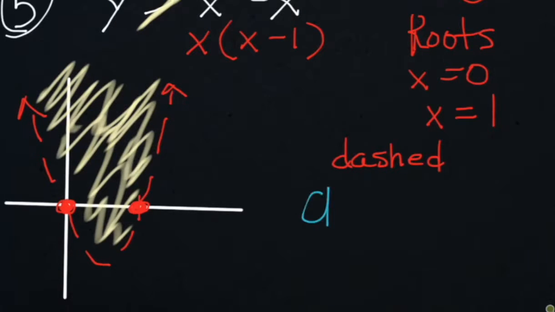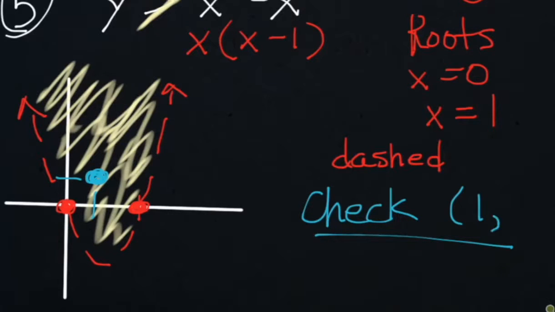Now let's check a point. What point should we check? Well, 0, 0 is on the curve, so that's not a good one. Let's pick 1, 1. That's usually the next best point to pick. So I'm going to plug that in. Is 1 greater than 1 squared minus 1? So is 1 greater than 0? Yes. That means we shaded in the correct location.